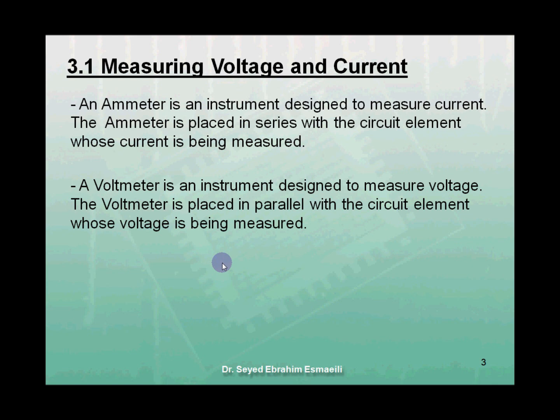An ammeter is an instrument designed to measure the current. In order to measure the current in a branch, you need to cut the circuit and place the ammeter in series with the circuit element whose current is being measured. A voltmeter is an instrument designed to measure the voltage. The voltmeter is placed in parallel with the circuit element whose voltage is being measured.